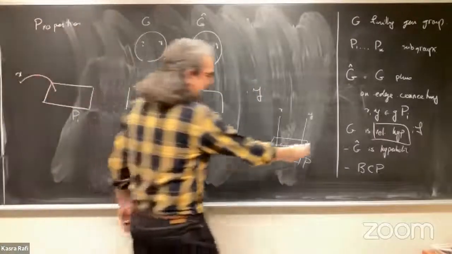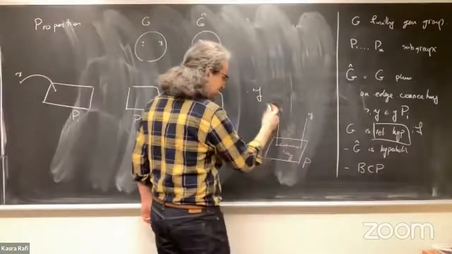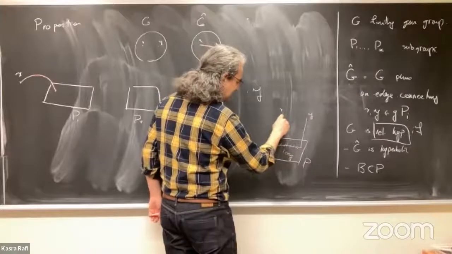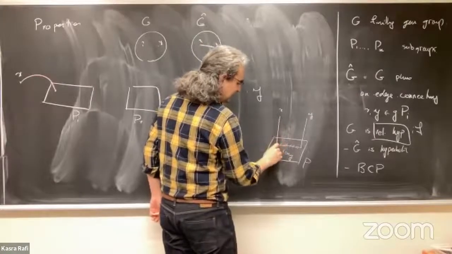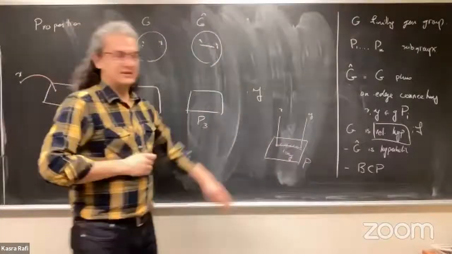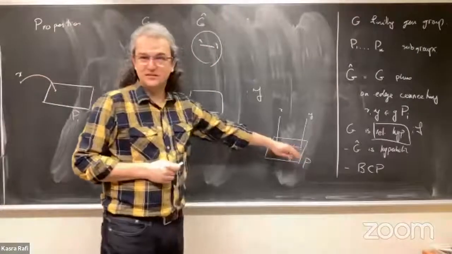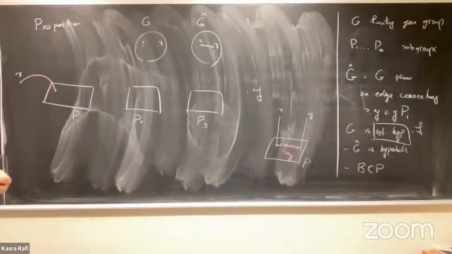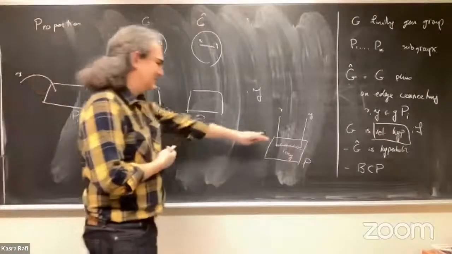The hyperbolicity of this G hat, what it does for you, says that the geodesic connecting X to Y basically has to come to P to use this shortcut and to go away afterwards. So if you're staying far away from P, that is not an efficient path. There are many different ways to say that, but this is the basic picture.